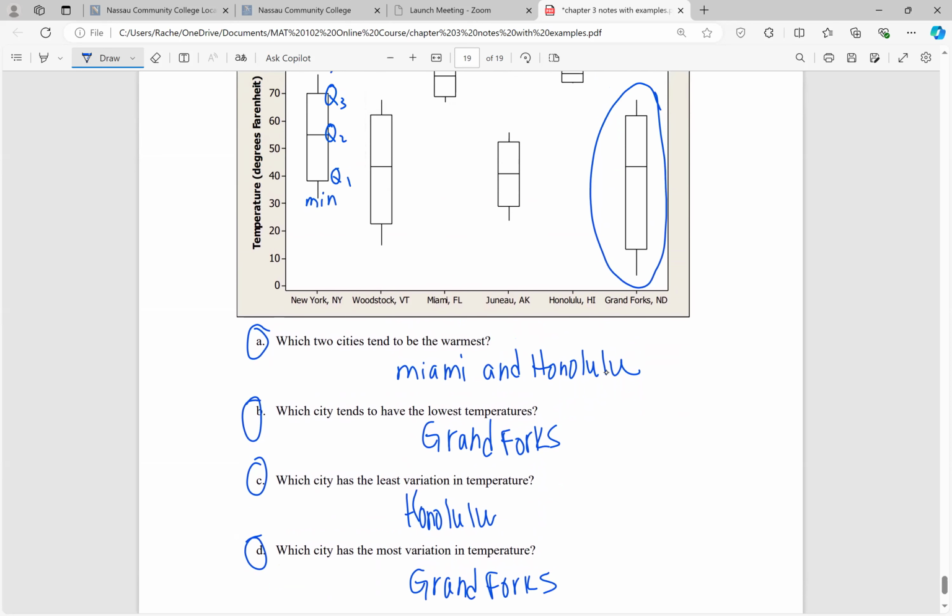And this wraps up the chapter 3 material. So we are finished with chapter 3. The next lesson will begin chapter 4, and we'll start talking about correlation and regression.